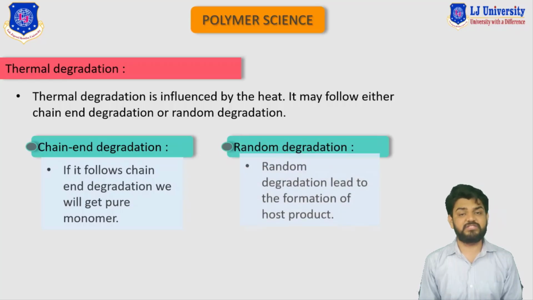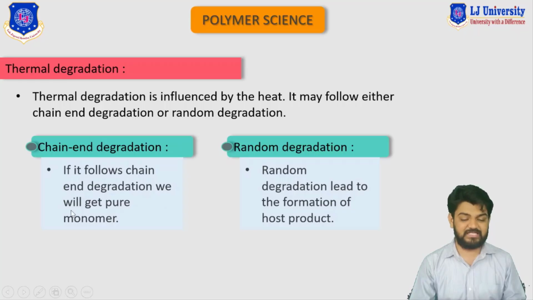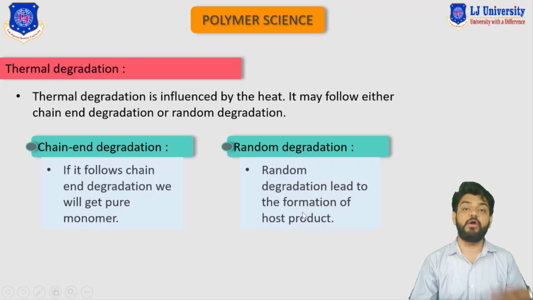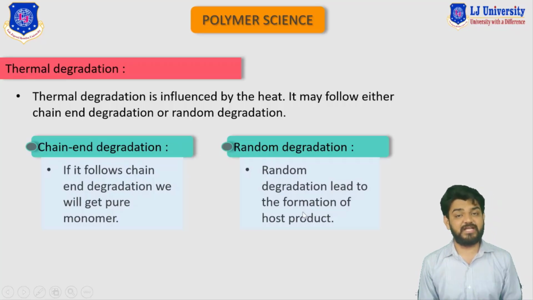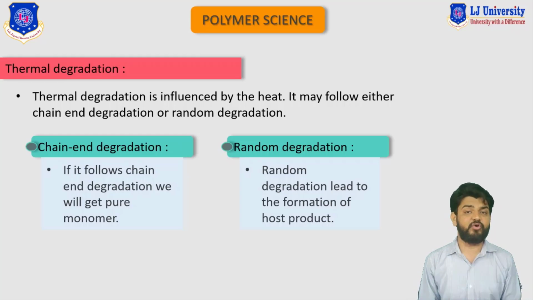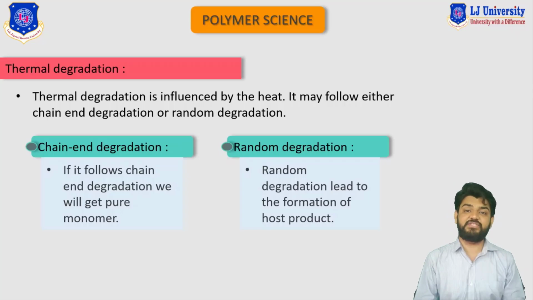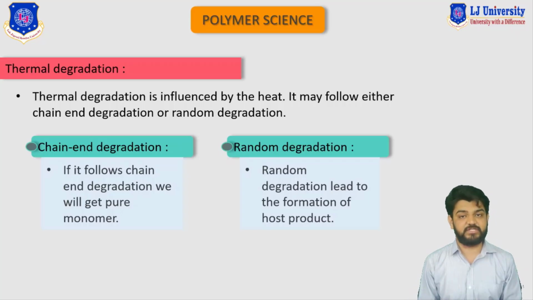So what happens with thermal degradation in the case of random degradation? You can see here that random degradation leads to the formation of a host of products. So we can say that with this type of degradation, we are not going to get a pure monomer, but we are going to get a group of monomers which is released on the application of heat, and it is ultimately termed the thermal degradation process.